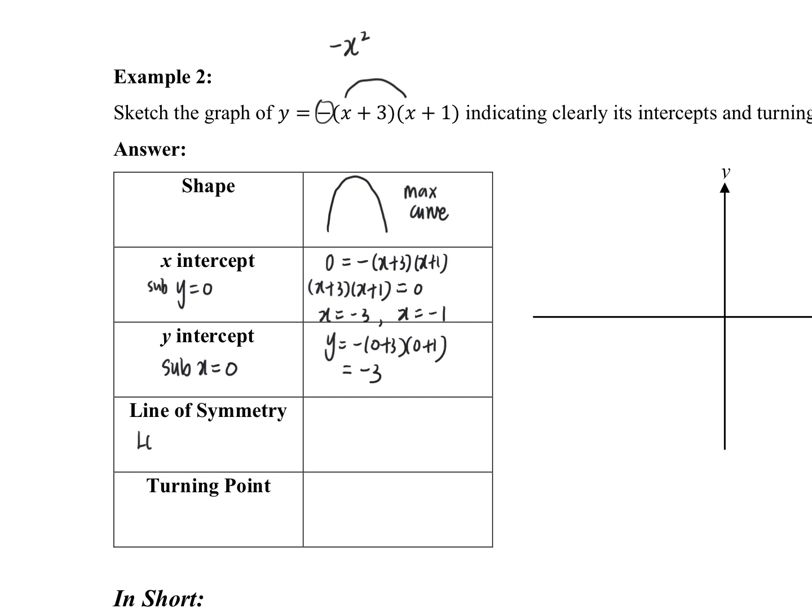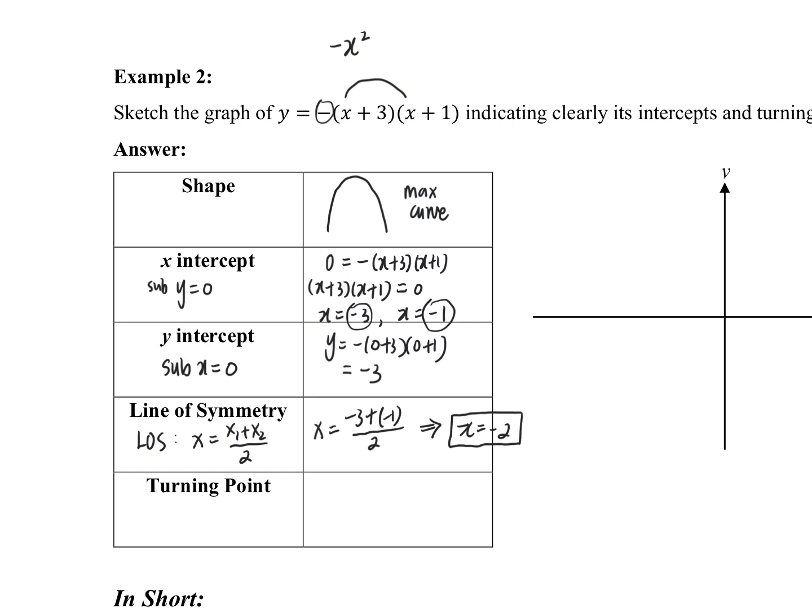Okay, line of symmetry, we always add up the two x-intercepts. And then you half it. So these two values you add up, and then you half it. So your line of symmetry is just negative 2. Remember, must write x equals negative 2.